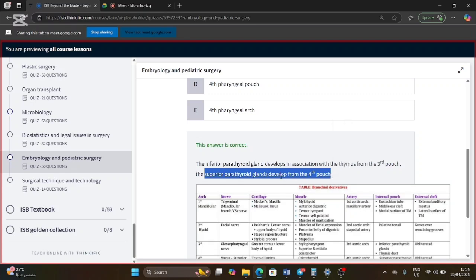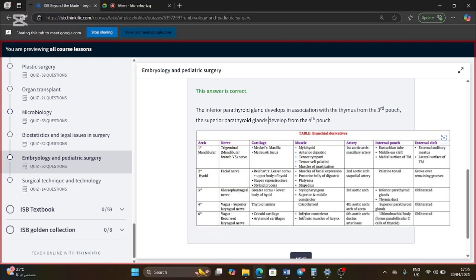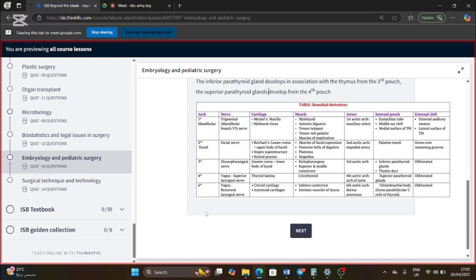Some people say that there is a sixth pouch or another pouch, which is for the ultimobranchial body. Some people say no, it doesn't work like that. So there's a little bit of controversy about the ultimobranchial body. Okay, so the ultimobranchial body gives rise to what structure?